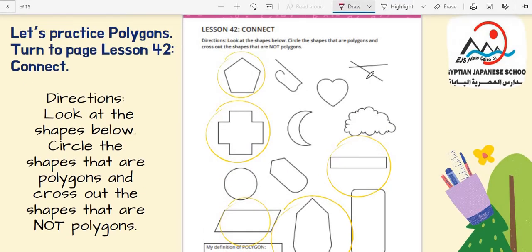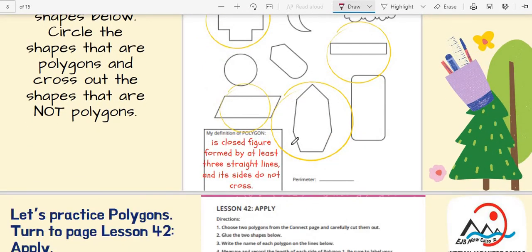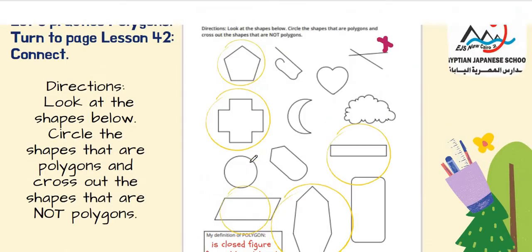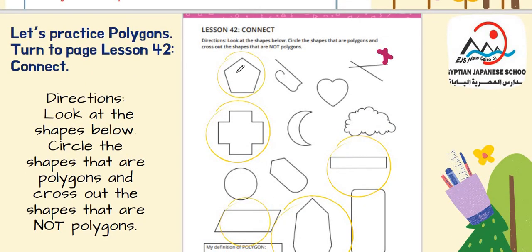This one crosses. The polygon doesn't cross. Okay, so I will cross out this figure. And it has no curves. A polygon has no curves. Again, closed straight lines, no curves. Okay, let's start with the first shape. Yes, Miss Shema, it's a pentagon. It's a polygon. Okay, a pentagon is a polygon. Why? Closed straight lines and no curves.